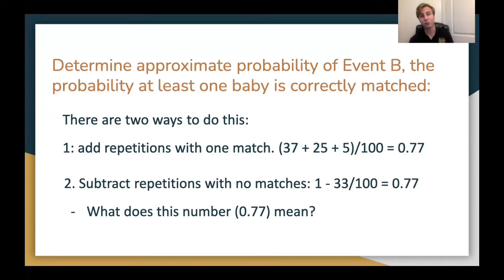So we need to ask ourselves, what does this number mean? It's referring to the probability that at least one baby is correctly matched. So that means in that simulation, if we ran it 100 times, we would see 77 matches of at least one.